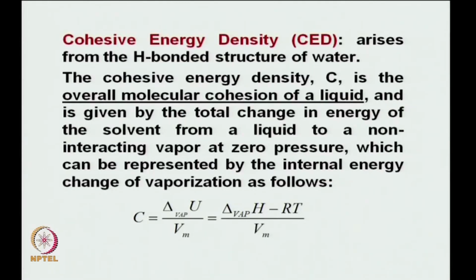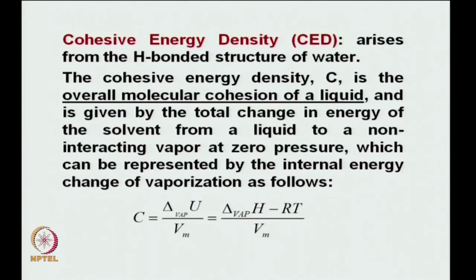That is what we are trying to put in, which can be represented by the change in internal energy of vaporization. C, your cohesive energy density, is given by the change in vaporization internal energy over Vm, the molar volume of the corresponding solvent. And you know H is equal to U plus PV. From there I can write that delta U of vaporization is equal to delta H vaporization minus RT, over Vm. Keeping in mind that because it is 0 pressure, PV is equal to nRT, my ideal gas law is valid.